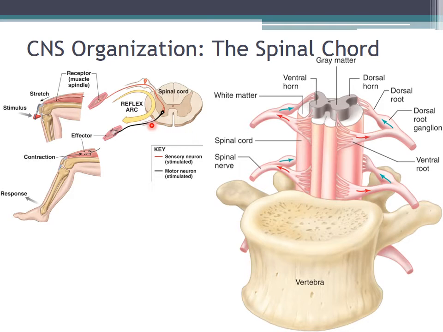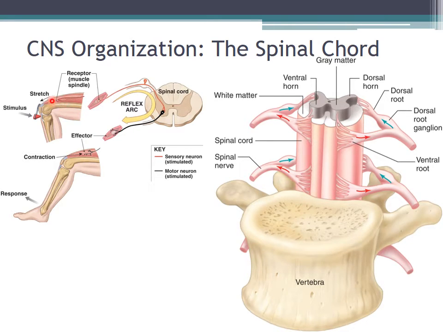So reflex arcs can come in many different types, and we'll actually talk a lot about different types of reflexes in a lab, but you can see a simplified example of a spinal reflex arc here on your left. In each reflex arc, you're going to have some type of receptor that's going to be on the dendrites of a sensory neuron. That sensory neuron in this case is what's called a muscle spindle. This is a receptor that detects the length of a muscle.